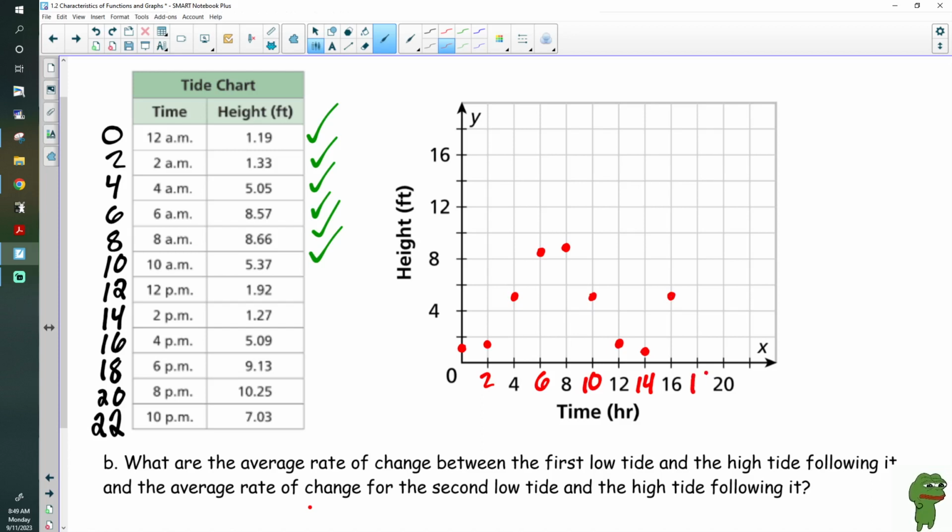At 18, or 6 p.m., 9.132468, halfway up. There's 9 about. At 20 or 8, we're at what? 10.25, 2, 4, 6, 8, 10, and a little bit above. And finally, at 10 p.m. or 22 for us on our x-axis, we're at 7.03. 2, 4, 6, halfway. It's about 7.